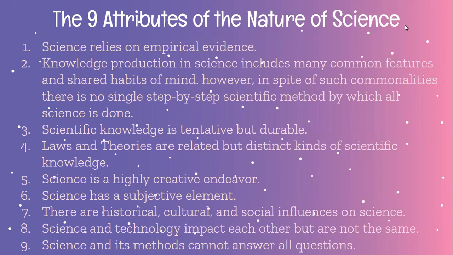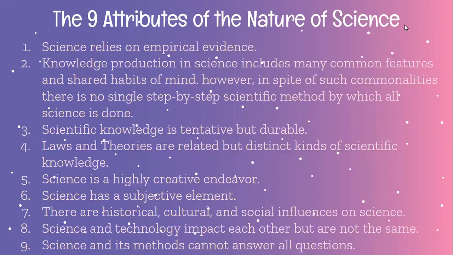The first one is that science relies on empirical evidence. The second one is that knowledge production in science includes many common features and shared habits of mind. However, in spite of those commonalities, there's no single step-by-step scientific method by which all science is done. And that's a pretty big one to really address with students.